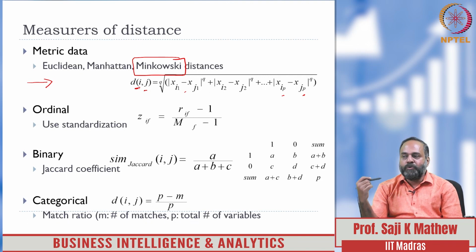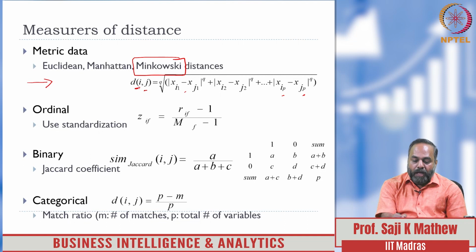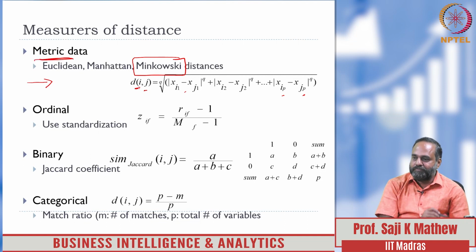So in literature, when you come across something called Minkowski distance, keep in mind there is a q value that you have to assign. The q is the root, and the value of q will determine whether it is Euclidean, Manhattan, or otherwise, or higher degrees. Both Euclidean and Manhattan are commonly used. So this is about continuous valued data.